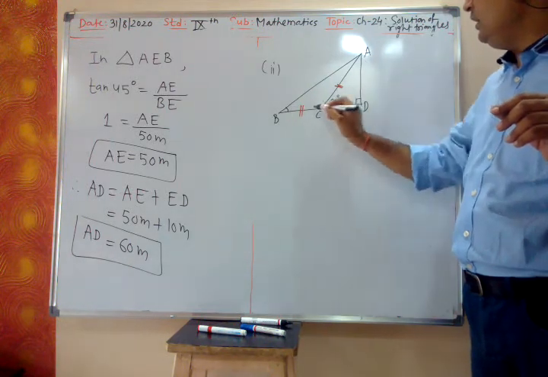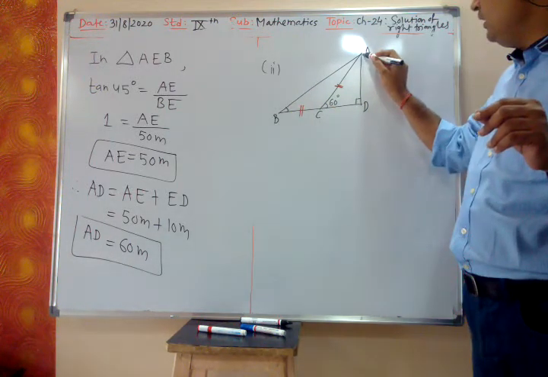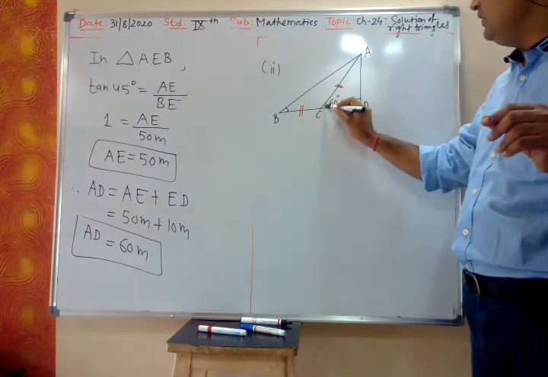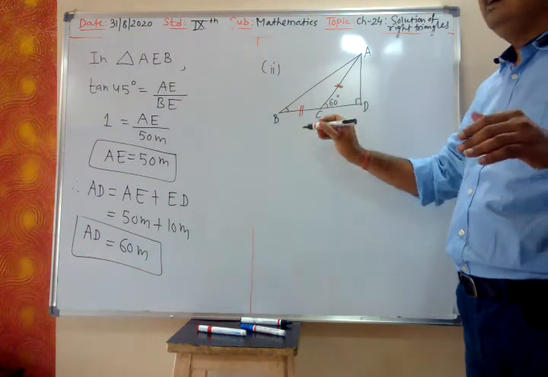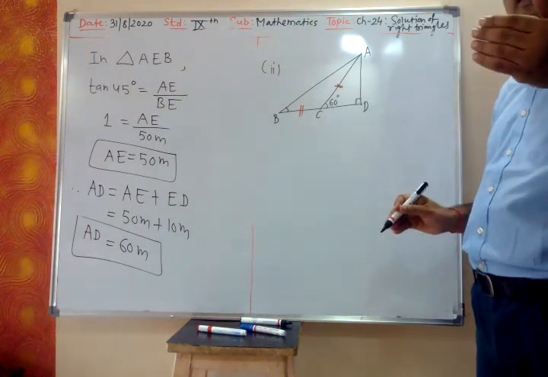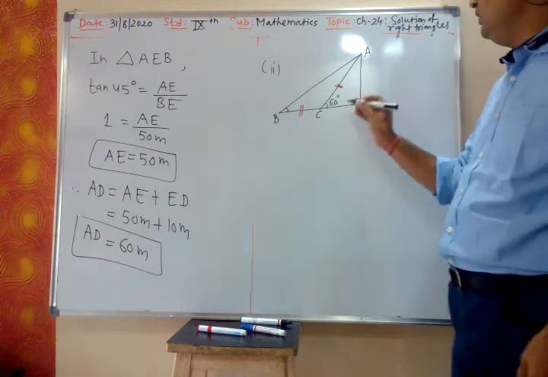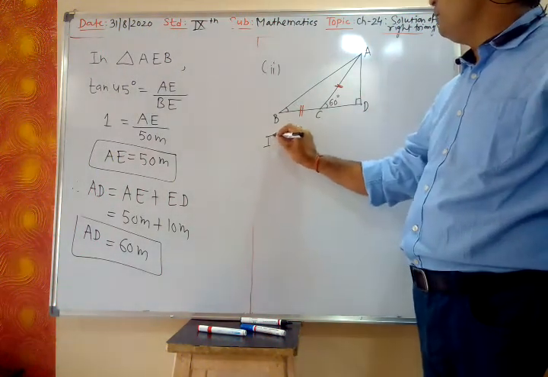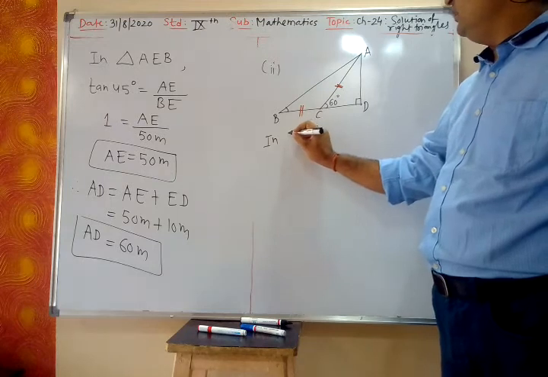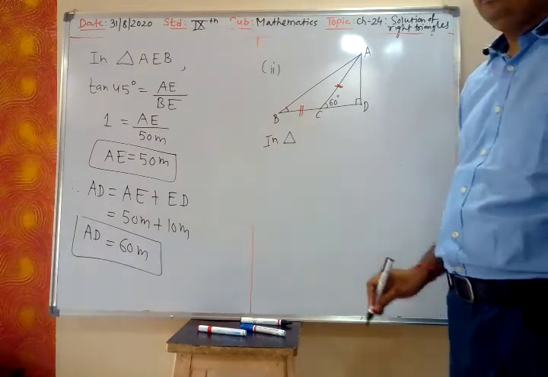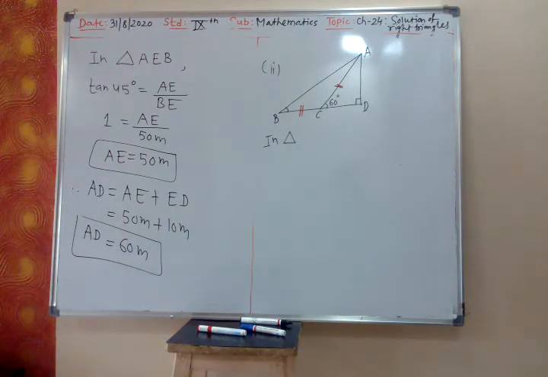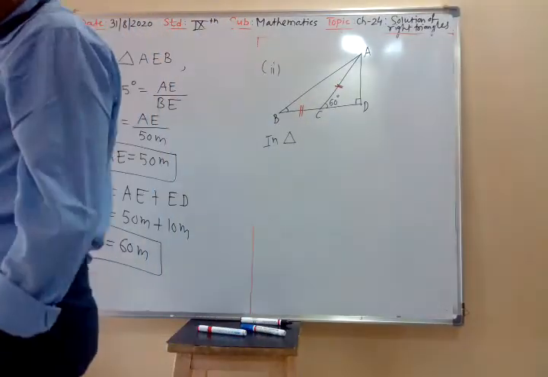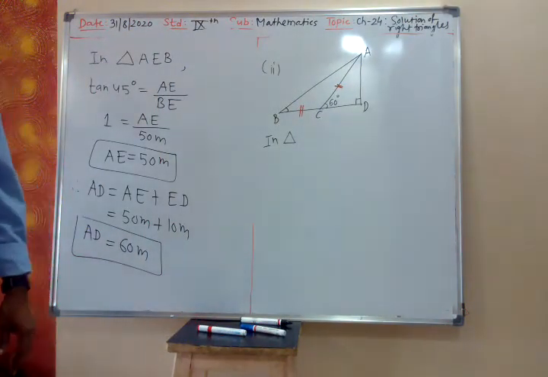ADC and ADB. For the smaller triangle ADC, the reference angle is C, 60 degree. For triangle ADB, the reference angle is B. So I will consider both the right angle triangles and use the trigonometric ratio. Let us consider the bigger one. It is clear, right? So now consider sine B.